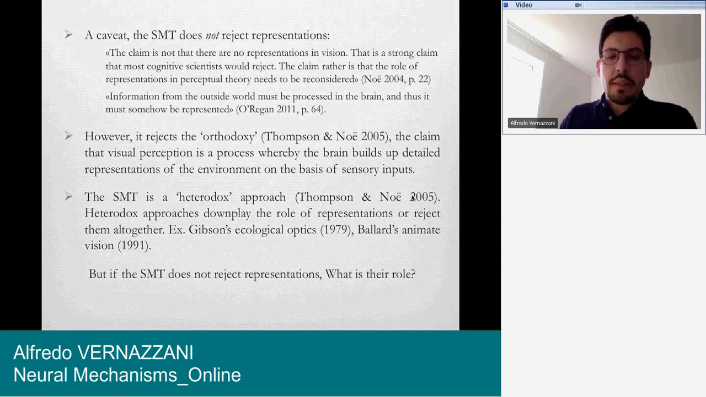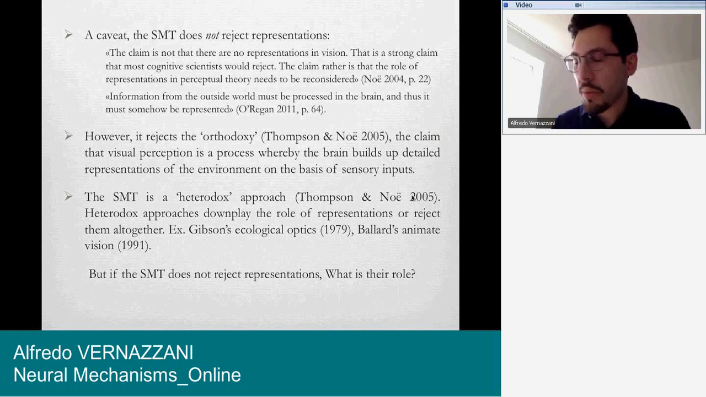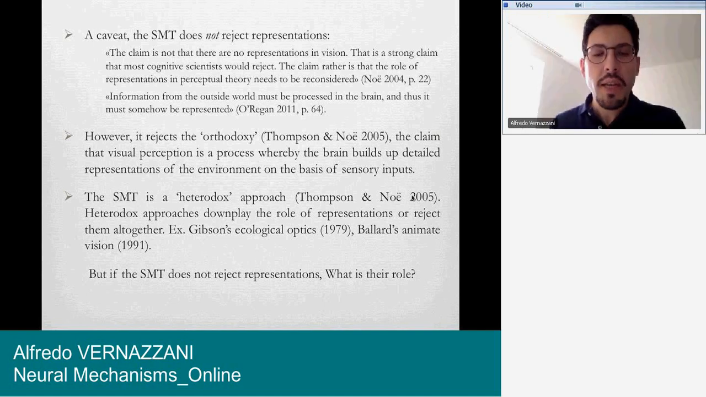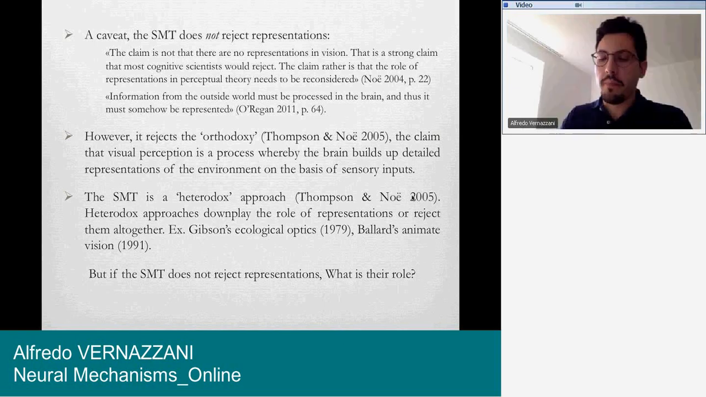One problem that this standpoint raises is that if the defenders of the sensorimotor theory do not reject representations, then the question is, what is their role within the brain? I mean, of course, if the brain bothers creating representations of the environment, which involves quite a lot of machinery, what's their purpose? What's the point of doing that?